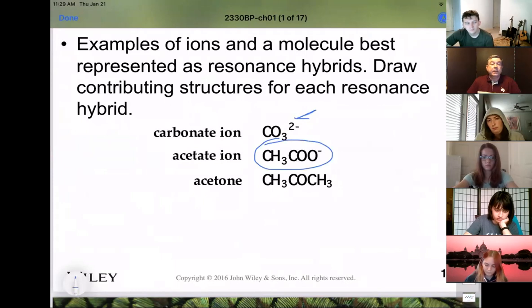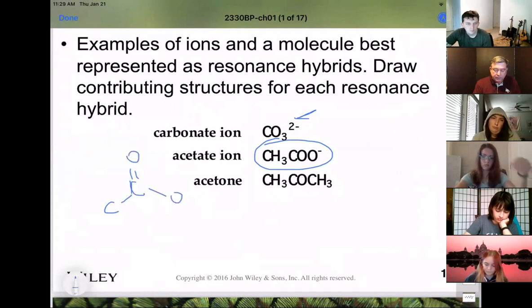The acetate ion we're going to use a lot. And so if we were to just draw the structure, it would be a carbon with a double bond to oxygen, and an oxygen with a negative sign. And then this carbon has 3 hydrogens on it down here.